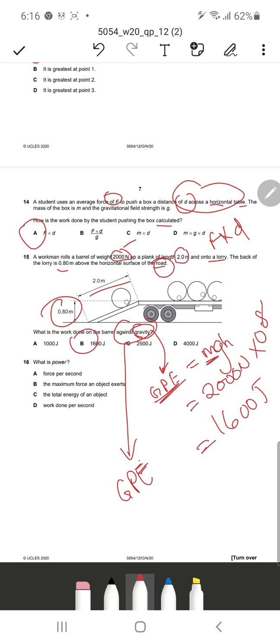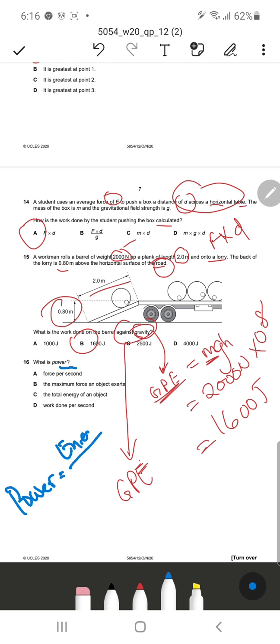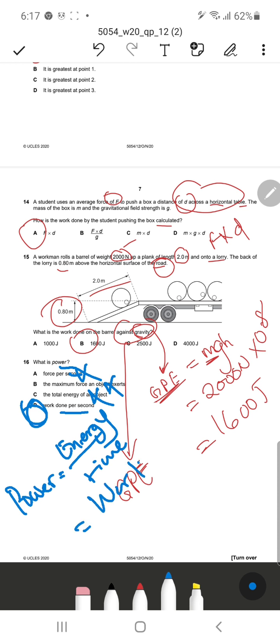Okay. Next question, it says what is power? Basic preliminary definition: the formula of power is energy per unit time. It says force per second, that's wrong. Then it says the maximum force an object exerts, that's wrong. The total energy of the object, wrong. It shall be energy per second, so work done per second. Work done and energy are the same, so power is work done divided by time, and the unit of time is seconds. So D is the correct response.